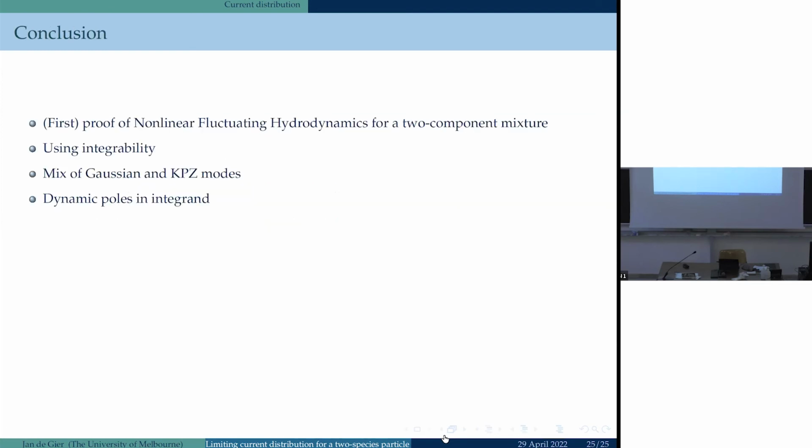Okay, so this is sort of the first proof or rigorous analysis of a two-family mixture, showing that the heuristic theory, the more naive hydrodynamics approach, indeed does work. Of course, we use integrability, and we find this mix of Gaussian and KPZ modes. But the main point is these dynamic poles in the integrand. And if we go higher, to even more families of particles, this will only get worse. So if people have experience with how to deal with dynamic poles, or with integrating over multiple families, I'd be very interested to learn from you. All right, thanks so much.